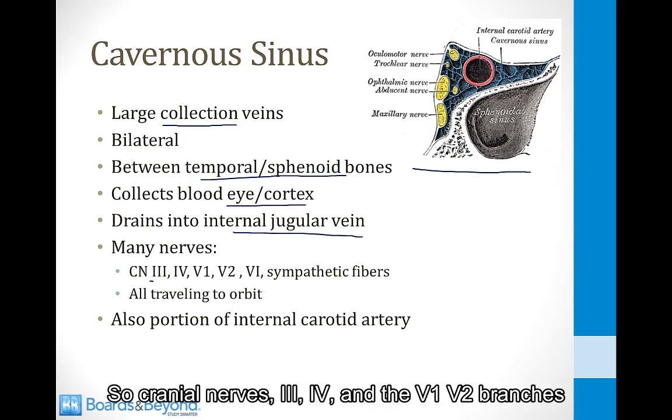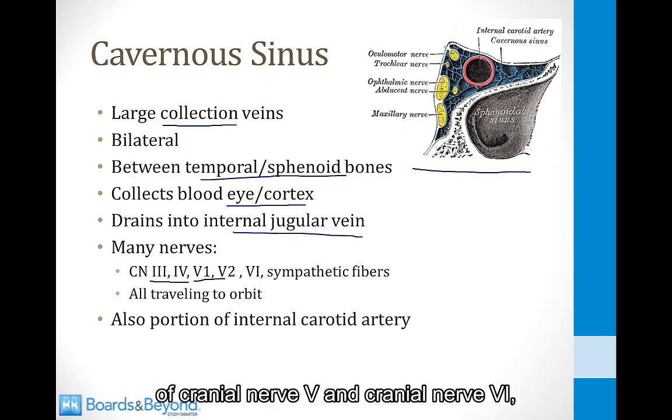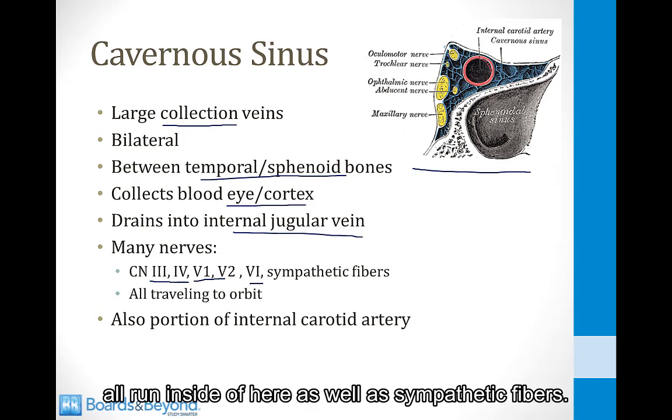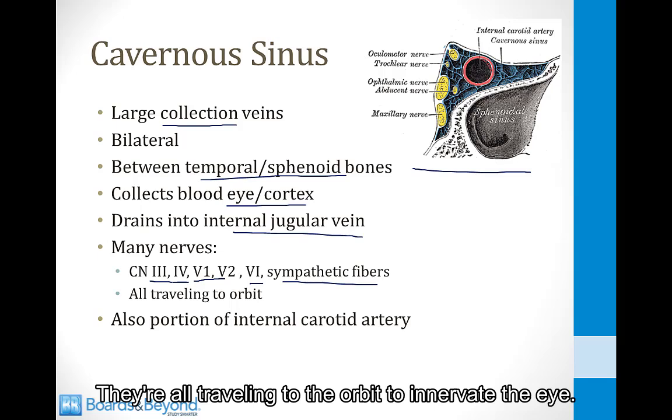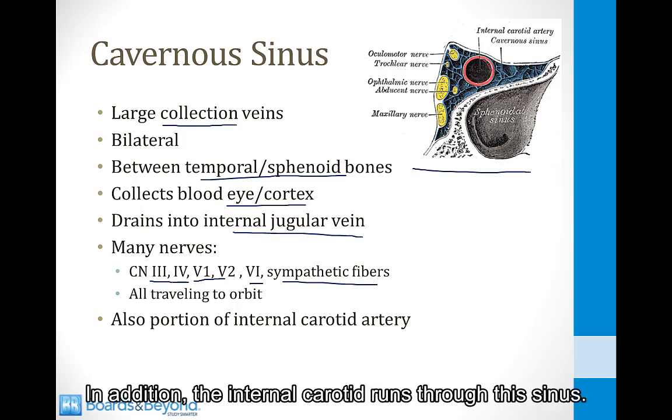What's unique about this area is that there are a lot of different structures inside of it. So cranial nerves 3, 4, and the V1 and V2 branches of cranial nerve 5 and cranial nerve 6 all run inside of here, as well as sympathetic fibers. They're all traveling to the orbit to innervate the eye. In addition, the internal carotid runs through this sinus.